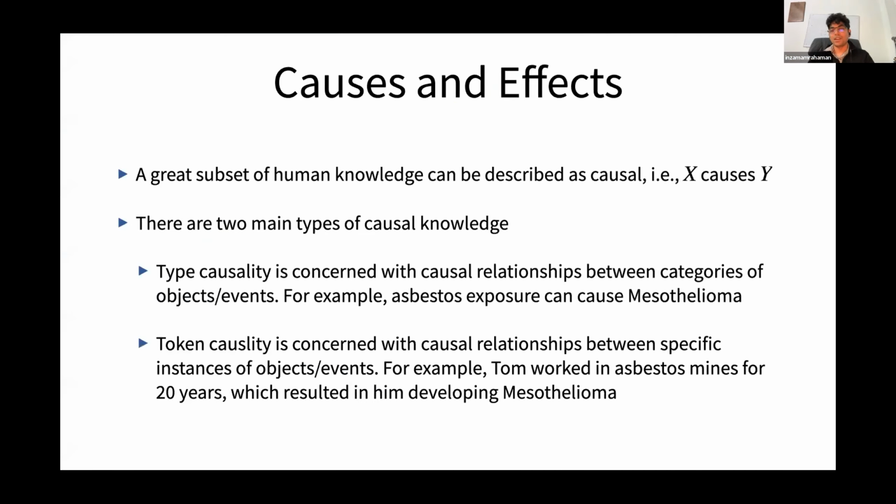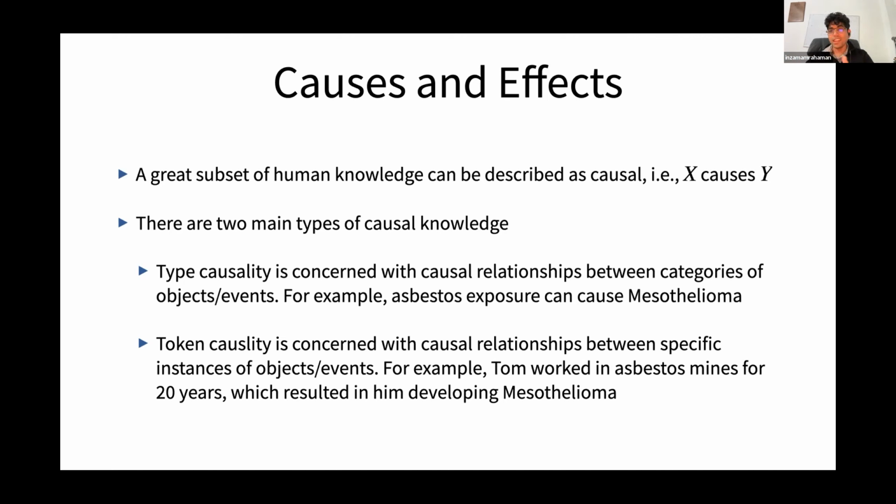Right. So a large subset of human knowledge can be described as causal. In other words, things like, for example, X causes Y. And in some cases, this is probably one of the most important subsets of human knowledge, to build these causal models of the world and be able to reason using them in terms of deciding how we should solve different problems.